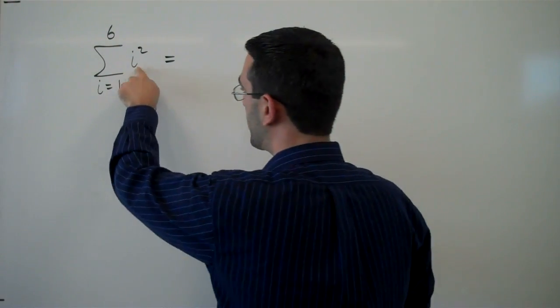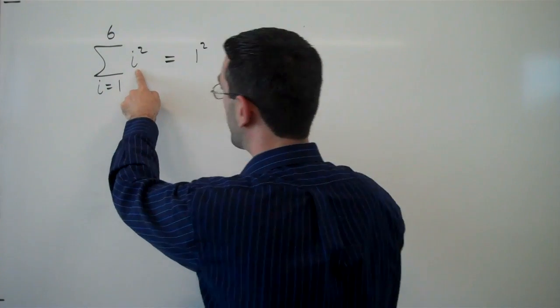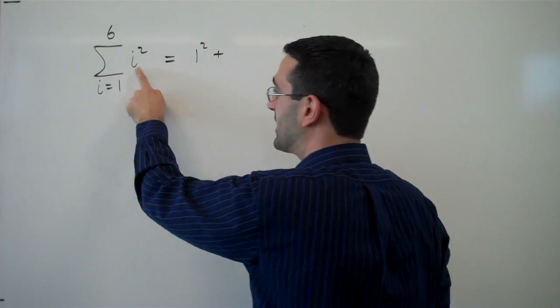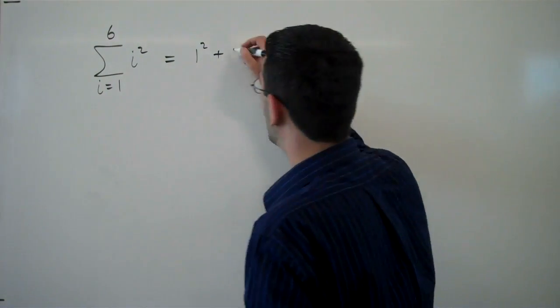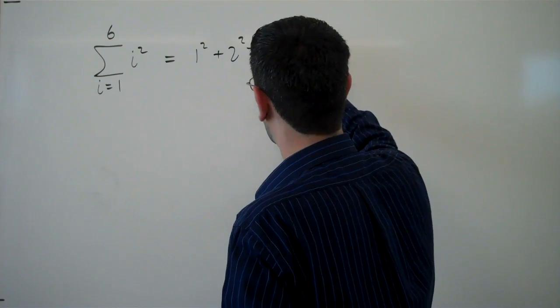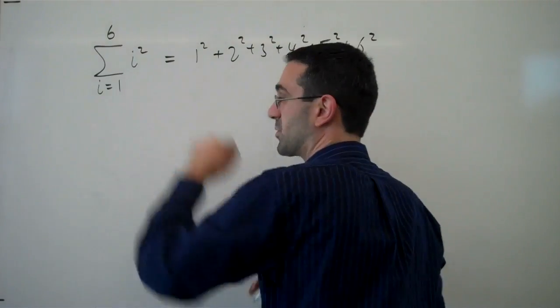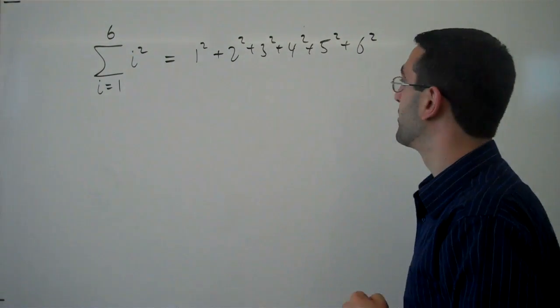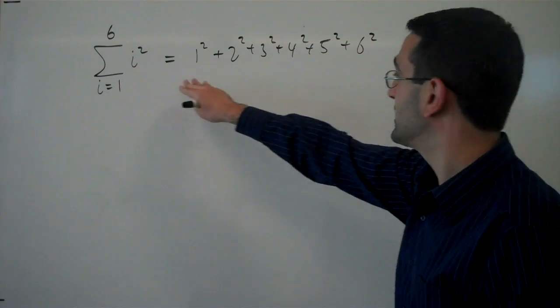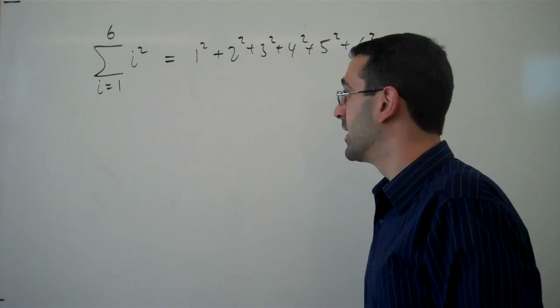So we start out with a value of 1, 1 squared, and then we're going to add to that the next value of i, so 2 squared, then 3 squared, then 4 squared, then 5 squared, and then 6 squared, and we end at 6 there. Okay? And so this is summation notation.